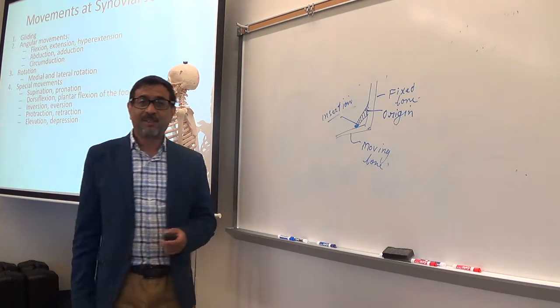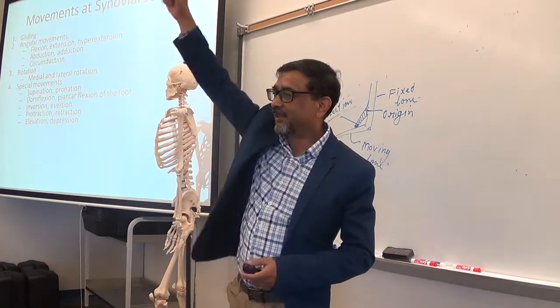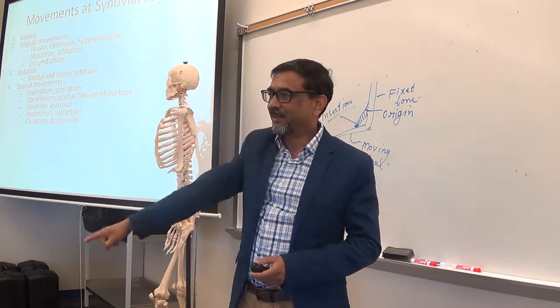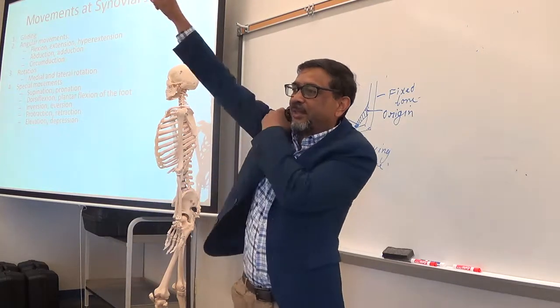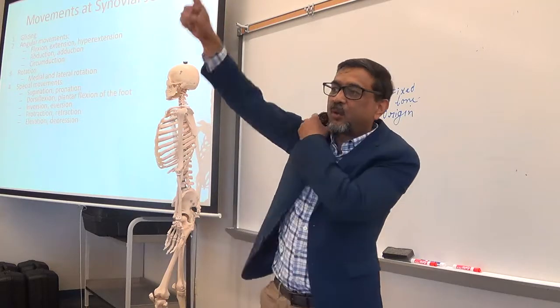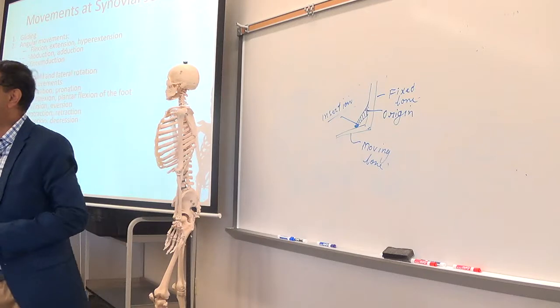Circumduction. Circumduction is circular movement. Like, look at me, I'm drawing a circle, right? When I do that, the movement occurs in my shoulder, that is called circumduction. So, circular movement occurs by circumduction.